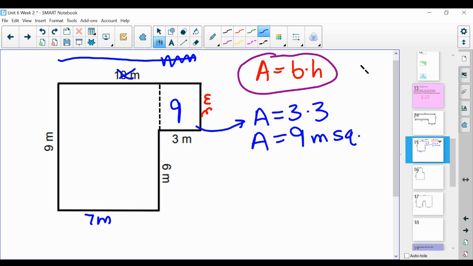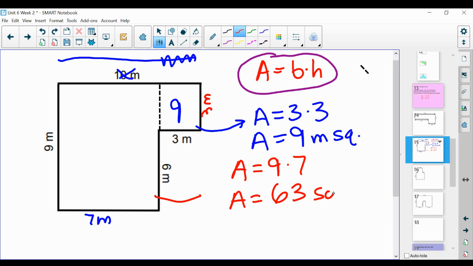And then you might look down here and say, oh, let's use 6 and 7. But remember, 6 only goes this high. We need the whole base and height. So for this one, we are going to use 7 and 9. Those are our base and height of our rectangle that is left. So area equals 9 times 7. Area equals 63 square meters.